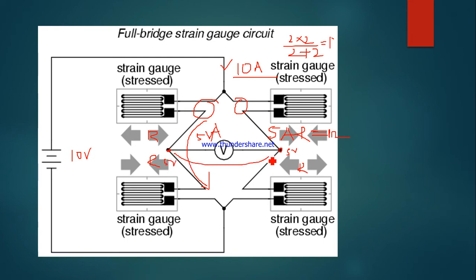Now if you take the potential difference between these 2 points, nothing will be there. But if any one of the resistance values is changed, then definitely you will get a potential difference. So basically inside the load cell there will be the strain gauge.